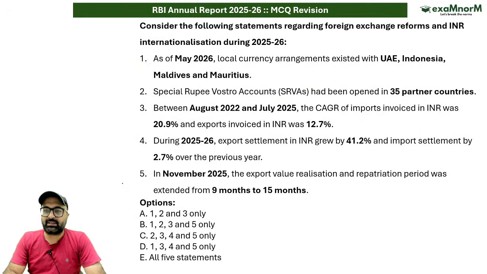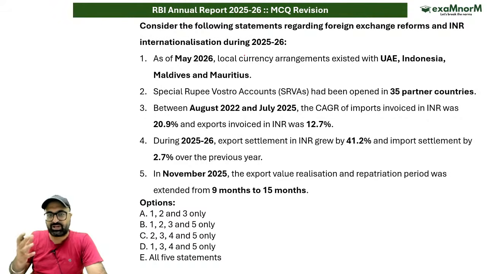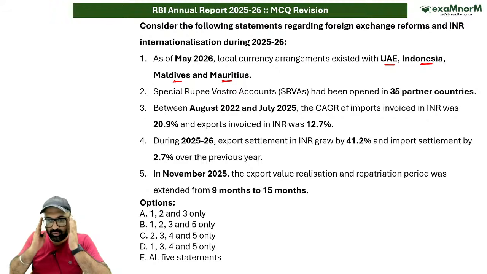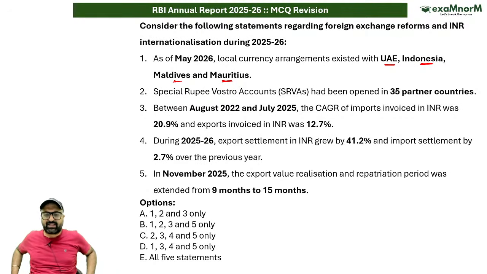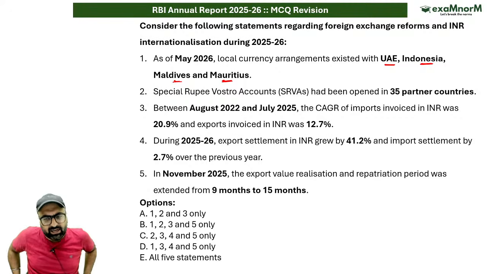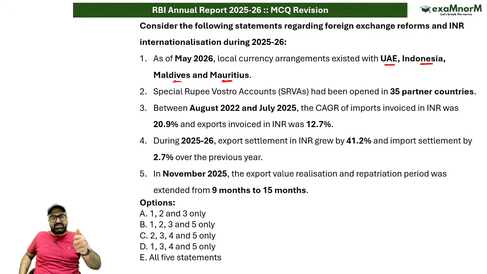अगला क्वेश्चन क्या कहता है? अगला क्वेश्चन इज रिलेटेड टू द सेम चैप्टर बट इन अ न्यू वे. सो अंडर अ न्यू फॉर्मेट, व्हाट डज इट सेज? It says that as of May 2026, local currency arrangement existed with UAE, Indonesia, Maldives, Mauritius. Local currency adjustment. So if I talk about local currency adjustment, this is existing with four countries: UAE, Indonesia, Maldives, Mauritius. That is correct.